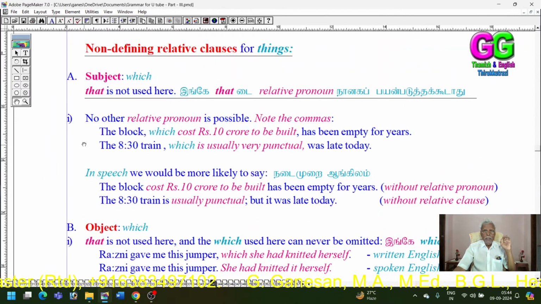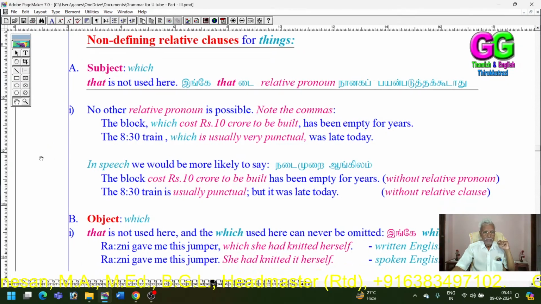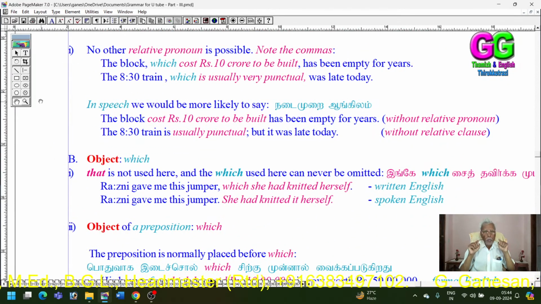Object. First we saw that in non-defining relative clauses, the subject used is only which. No other relative pronoun could be used here. And regarding the object also, which is used as the object. No other relative pronoun can be used instead of which. That is not used here, as we have seen in the subject. And the which used here can never be omitted. Without which, non-defining relative clauses cannot be formed.